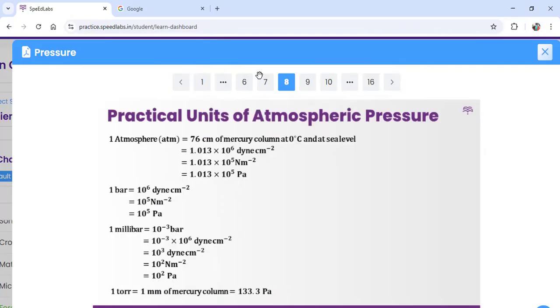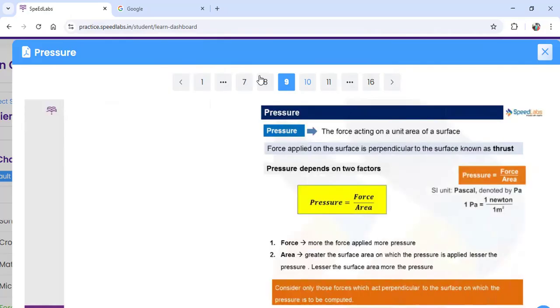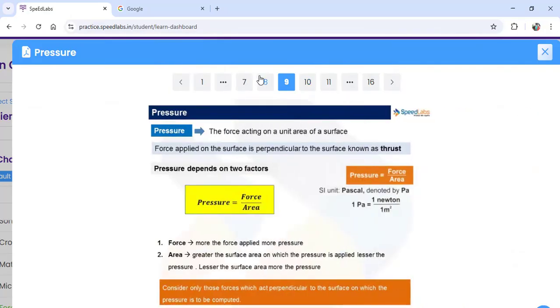1 torr is equal to how much? 1 millimeter of mercury column, that is equal to 133.3 Pascal. Okay, that's all for this concept, children.